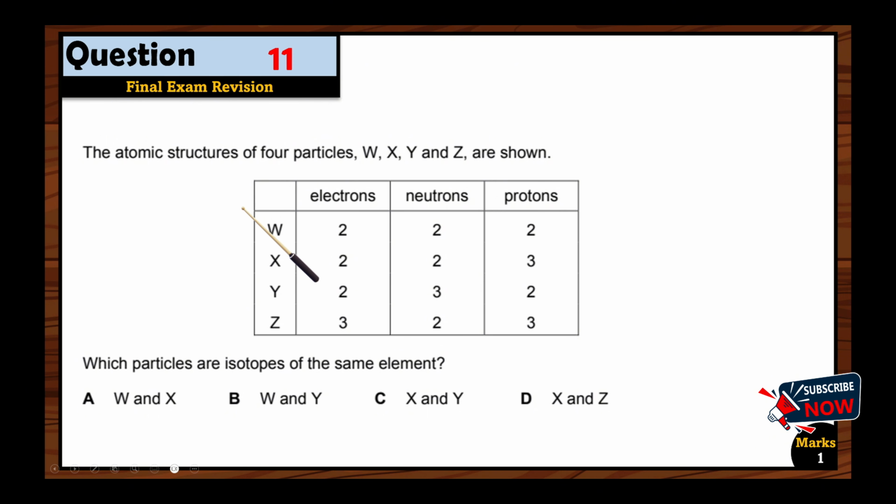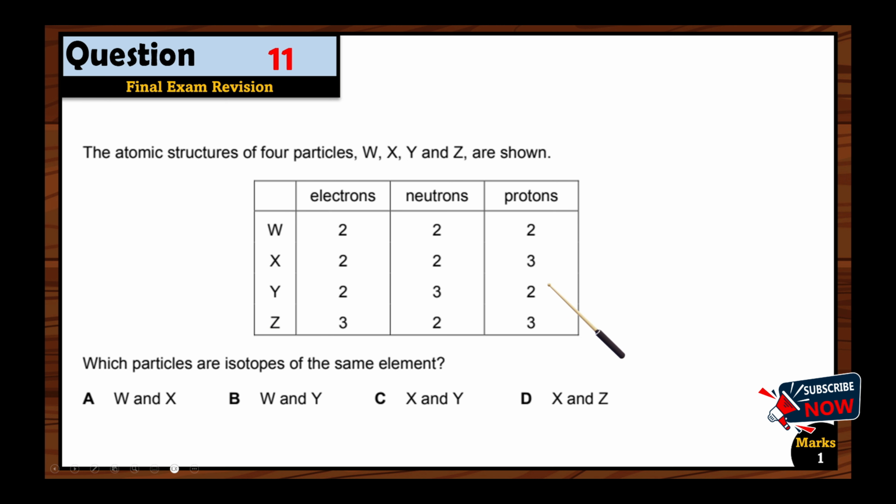If you see over here, W and Y have the same number of protons, right? And X and Z have the same number of protons. So we already know that proton number is always equal to electron number. So if you have 2 protons, then the electron number should also be 2. So that's right. If you have 3 protons, then the electron number should also be 3. That's wrong. So X is not an option.